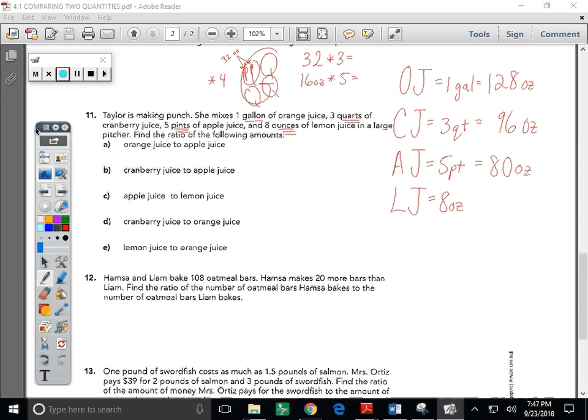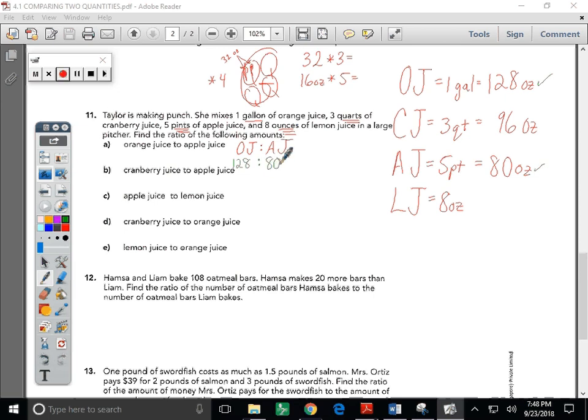It says I have orange juice to apple juice. So I'm going to use my shorthand here. OJ to AJ. Let's go over here and find from the chart what we need. OJ, 128 ounces. I'm not going to list the units right now because I have turned everything into ounces. I'm good to go. But I do need to find apple juice in ounces. Oh, right here. 80 ounces of apple juice.